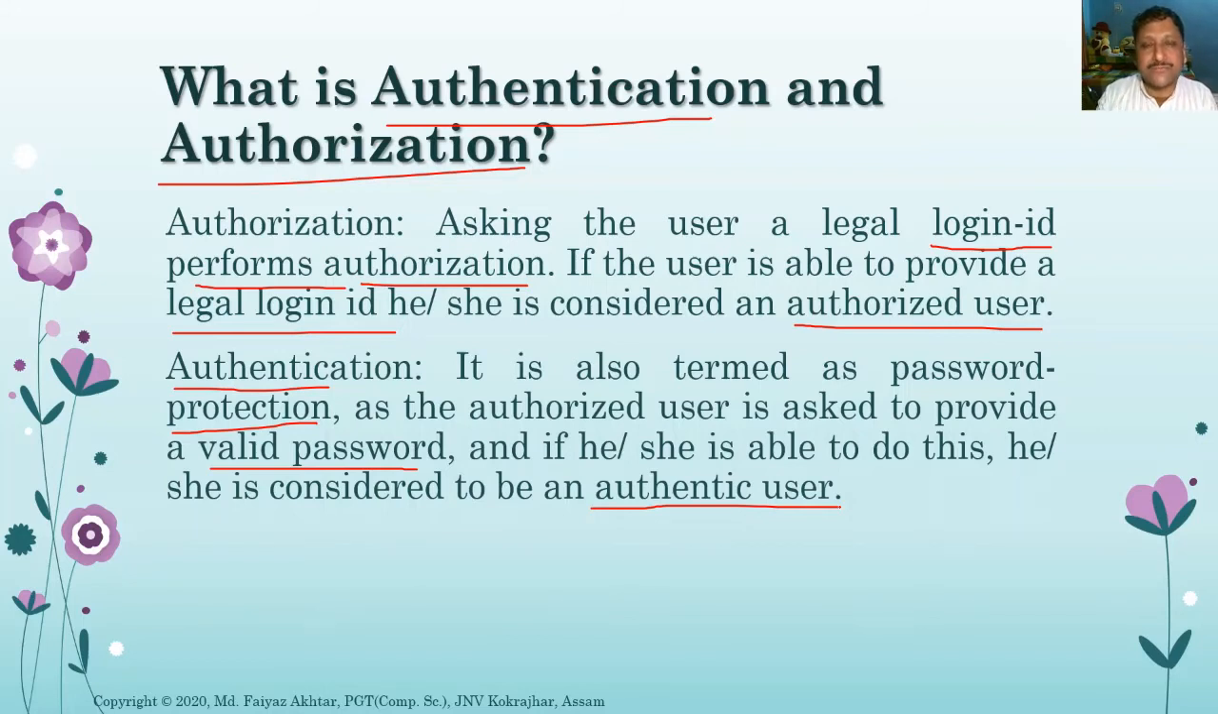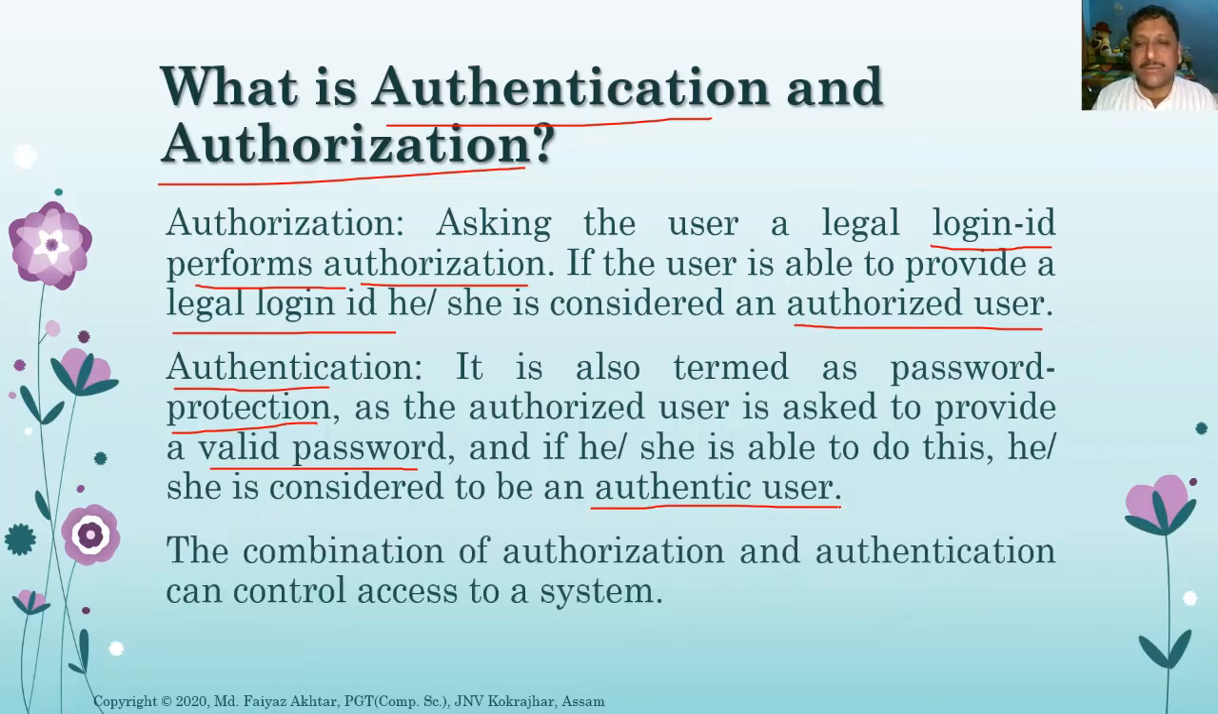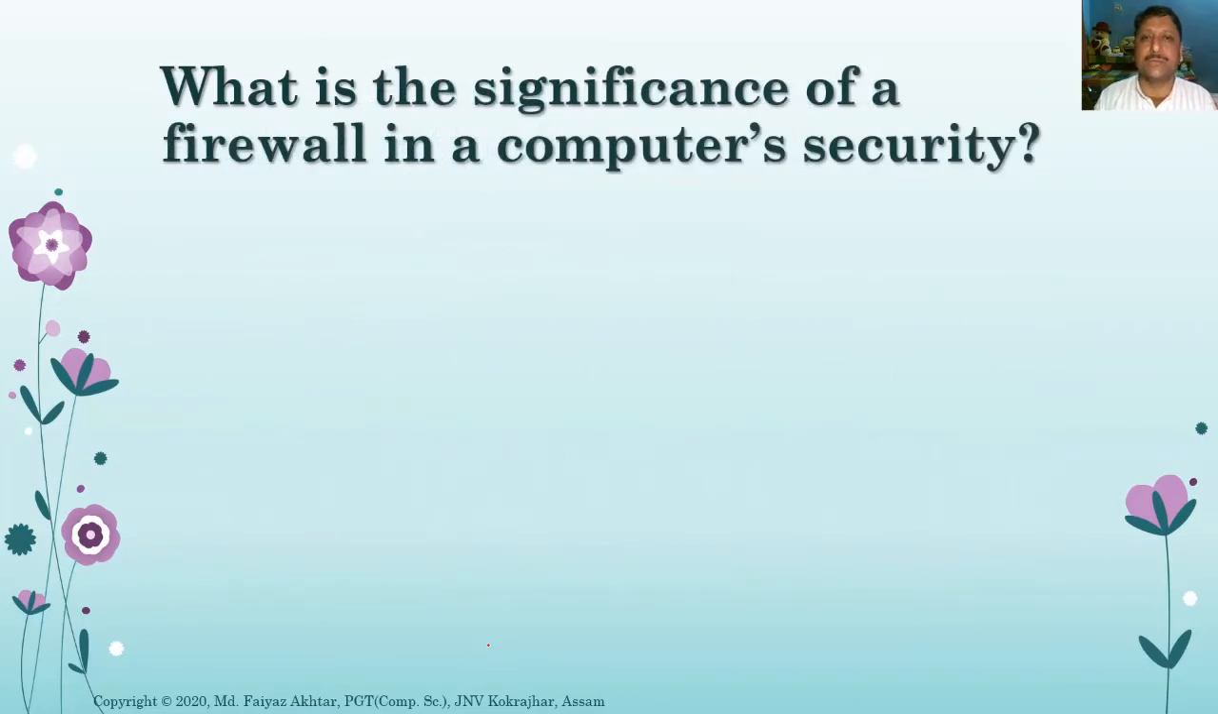So authorization first, then authentication. Authorization comes when you provide the login ID, and you become authentic when you enter the password of that particular login ID. This makes you an authorized and authentic person. Okay, understood. Now the combination of authorization and authentication can control access. So if you want to get into your account, or transact or do something with your account, then both authentication and authorization are required. A combination of both things.